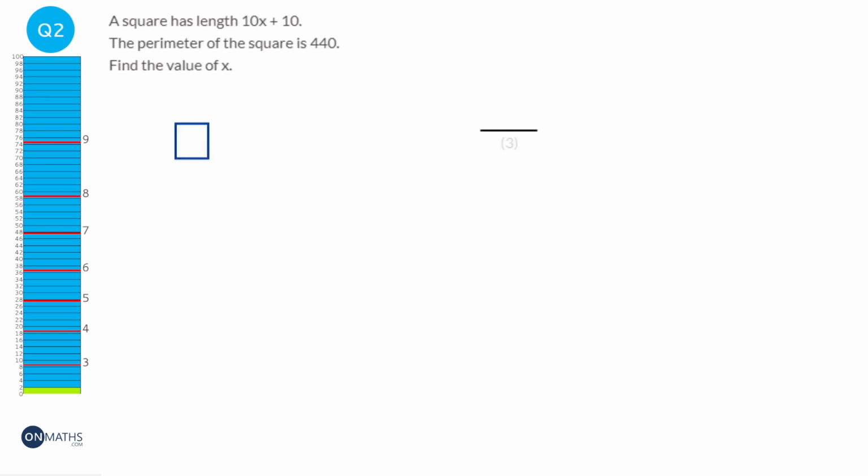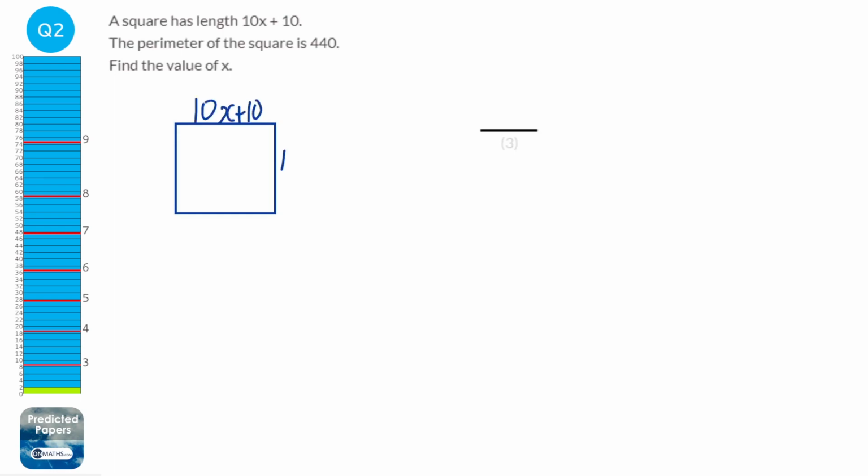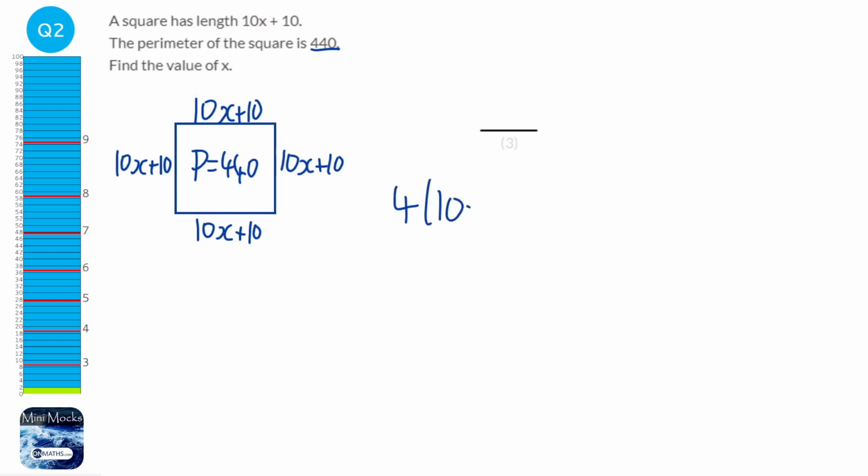First thing I'm going to do is just draw the square out, and we know the length of it is 10x plus 10, but it is a square, so that's the same all the way around it. But we're also told that the perimeter is 440. So what we can do is work out the perimeter in algebra by multiplying 10x plus 10 by 4, or just adding up the 4 lengths that we've got. So we're going to do 4 times 10x plus 10. But we also know that that is going to be 440 because we're told in the question that the perimeter is 440.